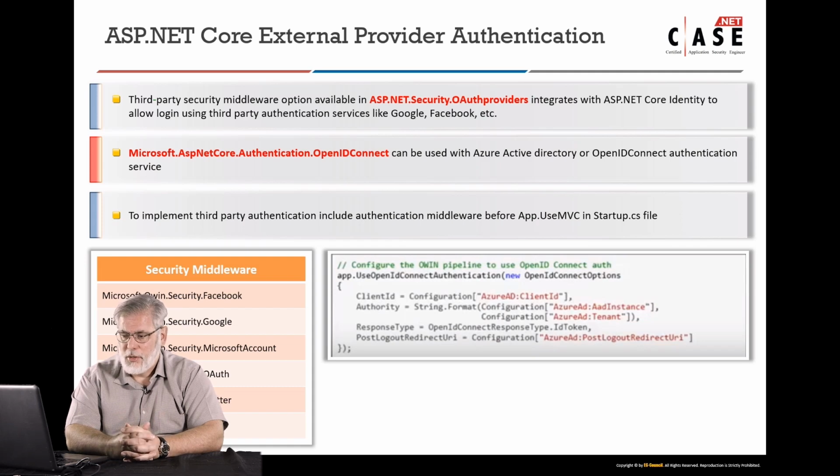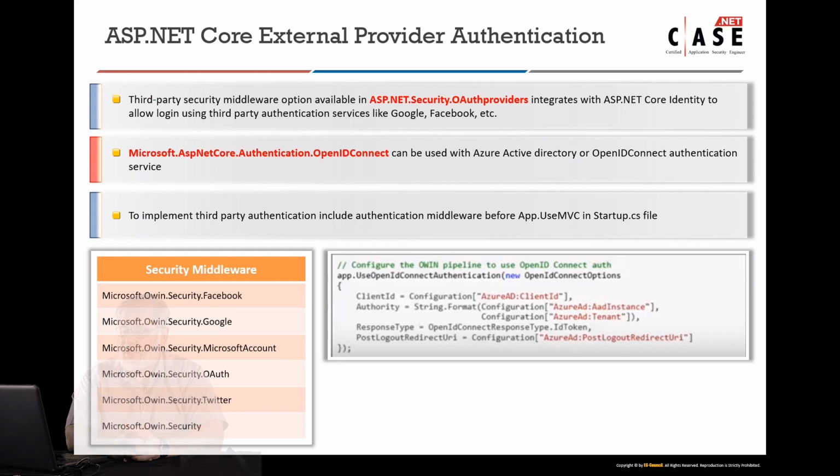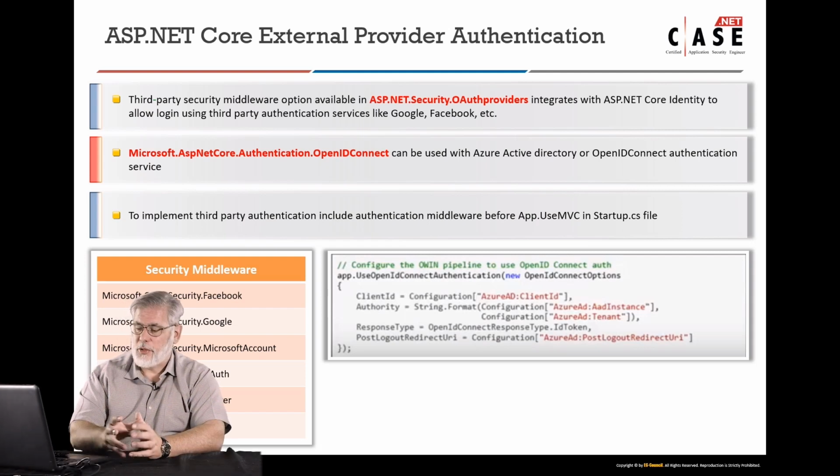ASP.NET.Security.OAuth providers, or Microsoft.ASP.NET Core.Authentication.OpenIdConnect. These are both providers that you can integrate into your system so that you can use those, either OAuth or OpenID Connect. You can also see through the OWIN middleware, we have Facebook, Google, Microsoft, OAuth, Twitter, and OWIN's own security.